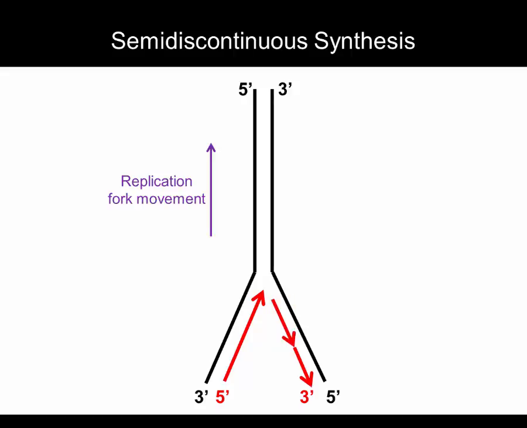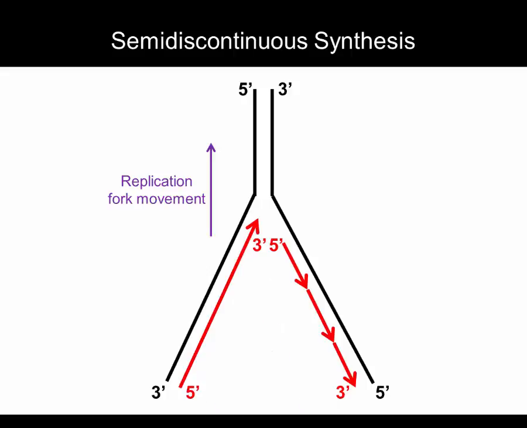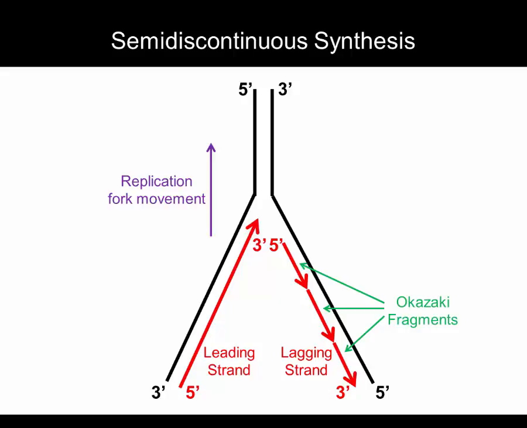To fill that in, the process needs to start over. Primase needs to make a new primer at the fork, and the DNA polymerase extends it until it reaches the fragment of DNA that had just been synthesized. And this process repeats itself over and over again as a replication fork proceeds. The strand where synthesis is continuous is called the leading strand, and the discontinuous strand is the lagging strand. The different pieces of DNA that make up the lagging strand are called Okazaki fragments. In class, we'll talk about an experiment that demonstrated the existence of Okazaki fragments.